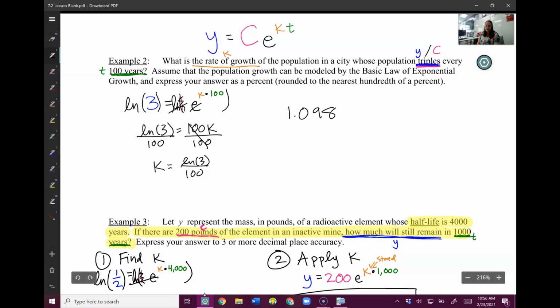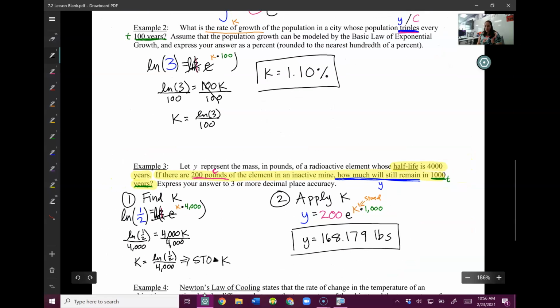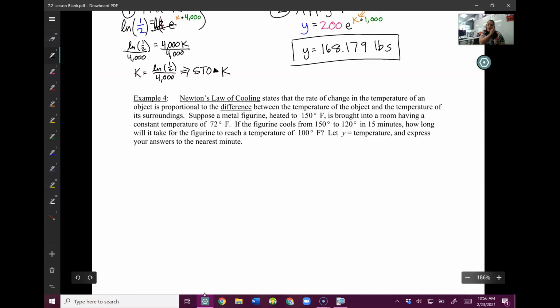And it says rounded to the nearest hundredth of a percent. So I'm going to round to the nearest hundredth, which is that. So I need to round up to 1.10%. And that should be my final answer. In the last video, we'll do one last example of exponential growth and decay using Newton's law of cooling.